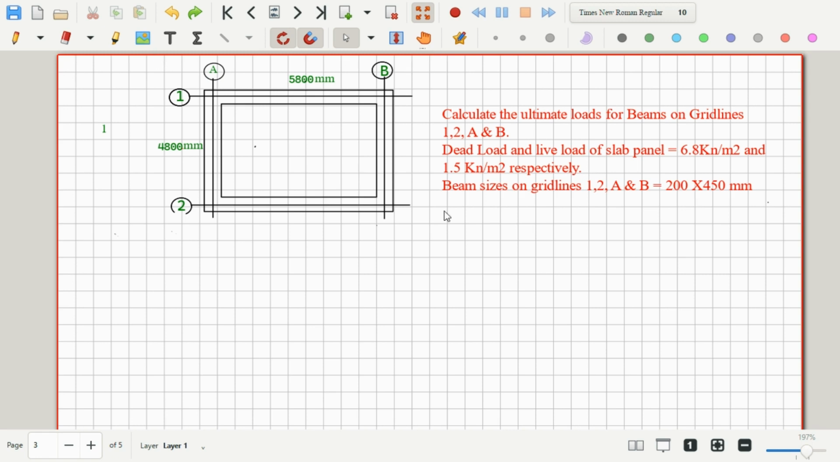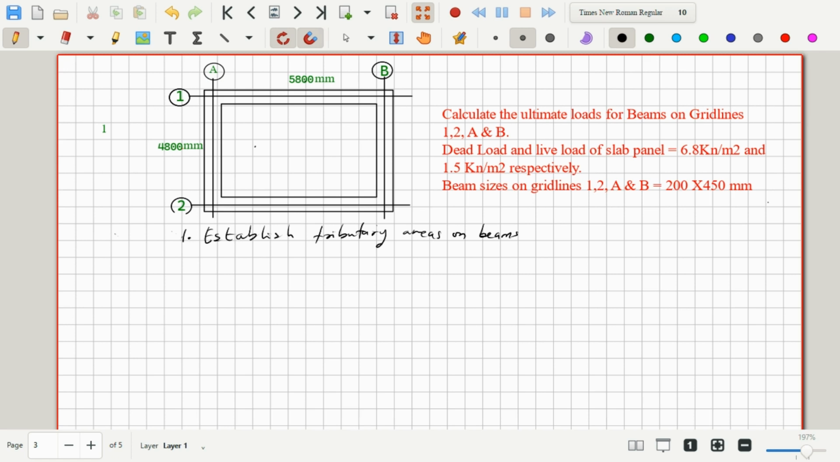To be able to calculate the loads on the slab panel, we would first of all need to establish the load distribution on the beams. So the first thing we are going to do is to establish the load distribution on all the four beams bounded by the panel. Right, so the first thing we are going to do is, one, establish tributary areas on beam.